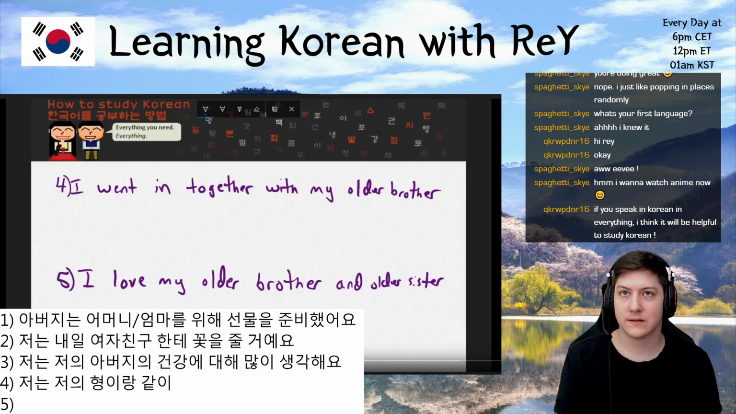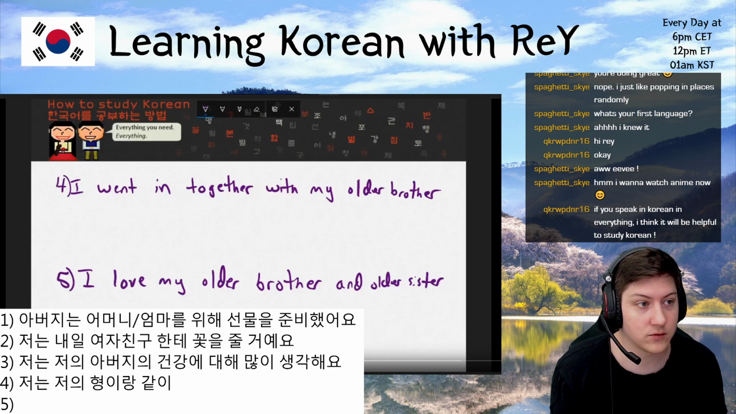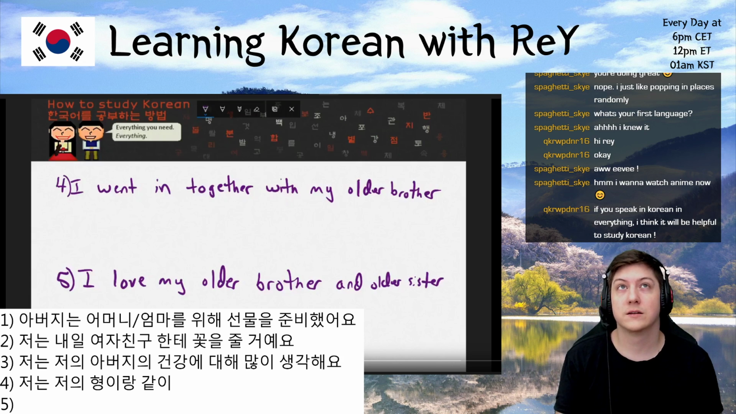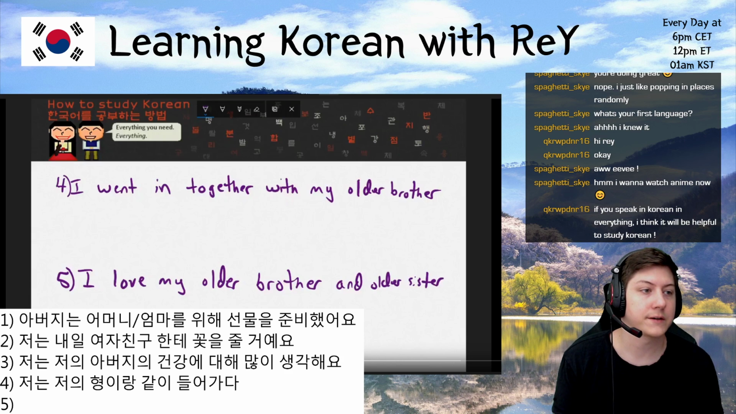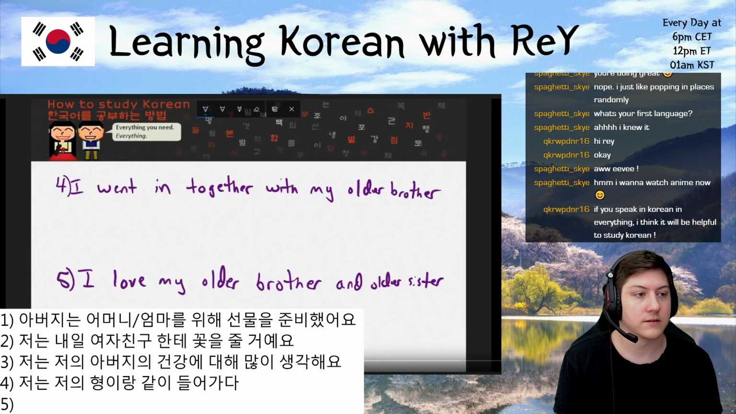And now we need the verb, which is to go in past form. So to go in should be 돌아가다. And now I conjugate it to the past form, so it's 돌아갔어요.